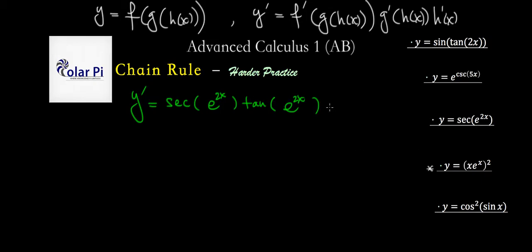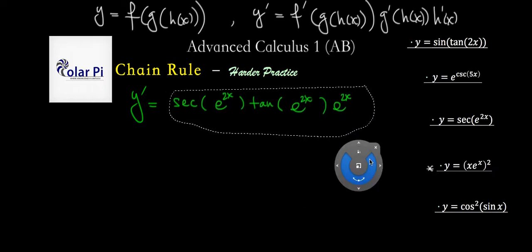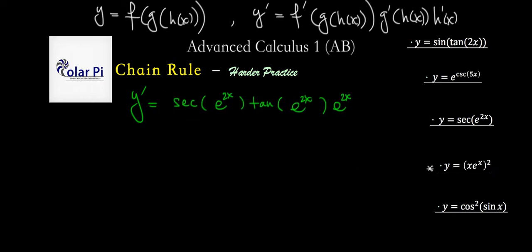g is e^x, so its derivative is just e^x, and we leave h alone, so that's 2x. Then the derivative of h, the derivative of 2x, is 2. I'm going to put the 2 in front. We already talked about that. That's proper math grammar, and so there we are.